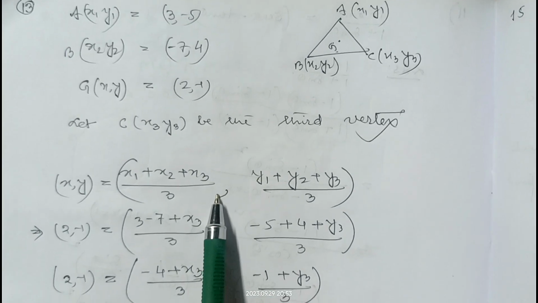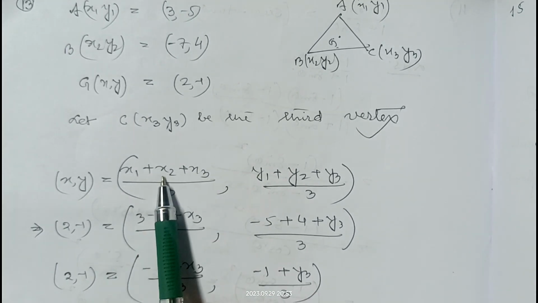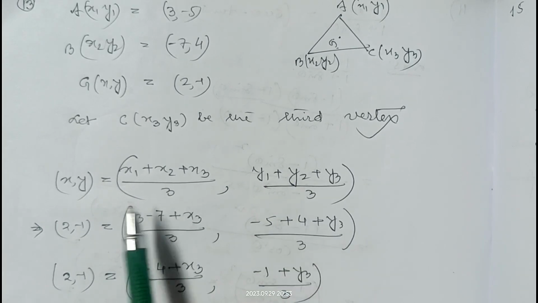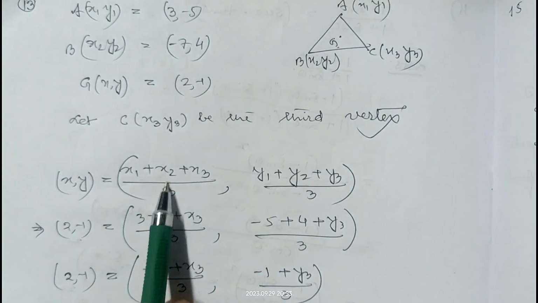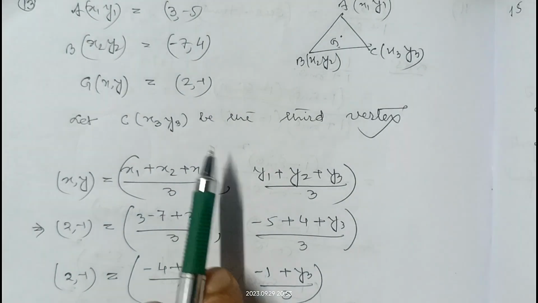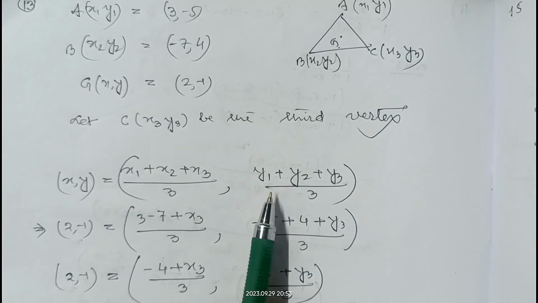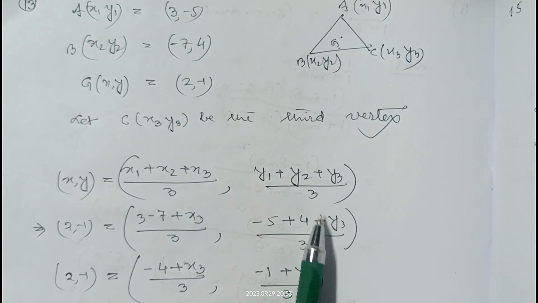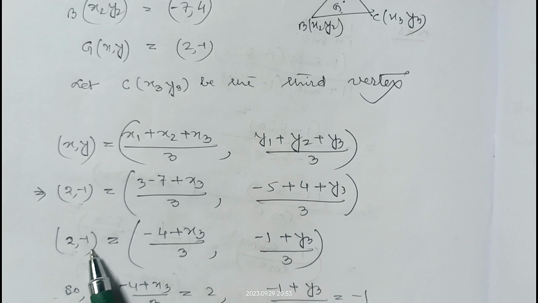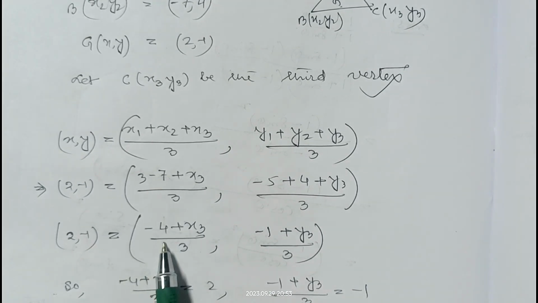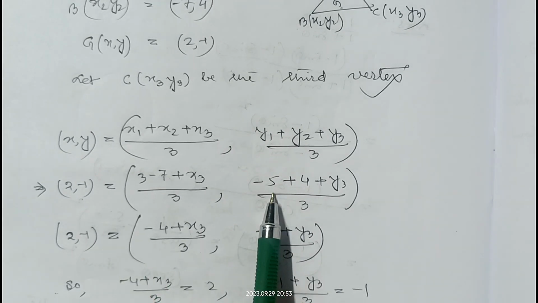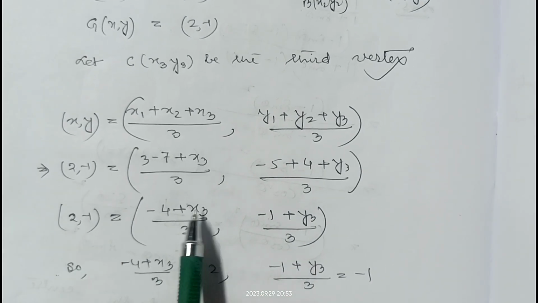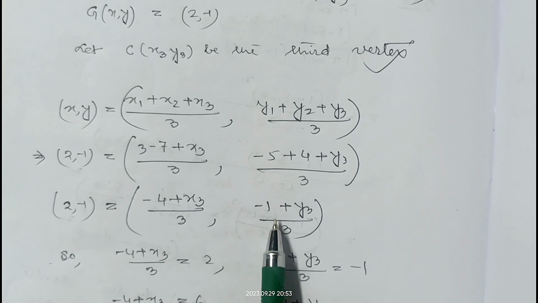Now we know the centroid formula: (x, y) is (x1 plus x2 plus x3) by 3, (y1 plus y2 plus y3) by 3. x1 is 3, x2 is -7, and x3 we have to calculate, by 3; y1 plus y2 is -5 plus 4 plus y3 by 3. Now (2, -1) will be: 3 minus 7 is -4 plus x3 by 3, and -5 plus 4 is -1 plus y3 by 3. Now 2 is equal to this part and -1 equal to this part.